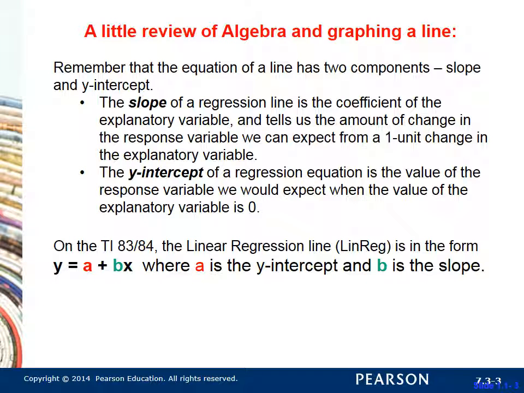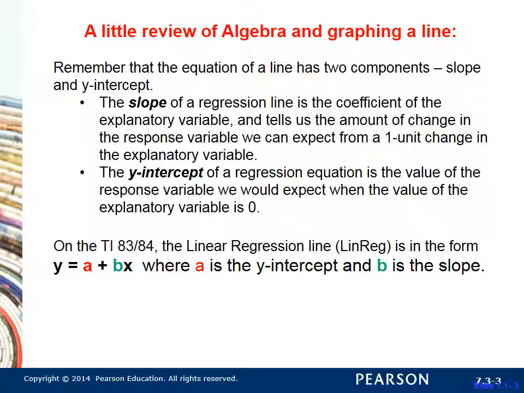I do want to do a little review of algebra before we go on, and how to use it to graph a line. So remember, a line has two components, the slope and the y-intercept. The slope, statistically speaking, of a regression line is the coefficient, remember that's the number in front of the explanatory variable, which is going to be our x variable, and tells us the amount of change in the response variable, the y variable, we can expect from a 1 unit change in the explanatory variable.